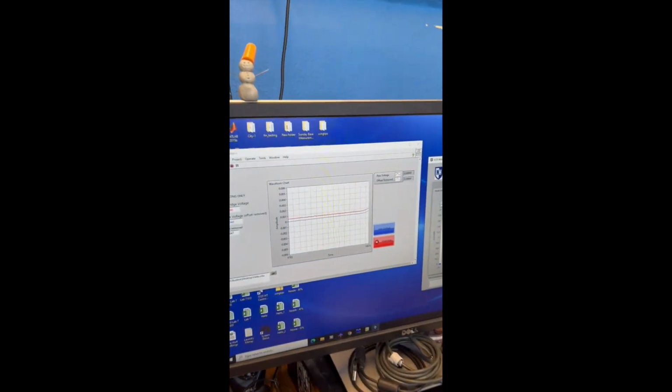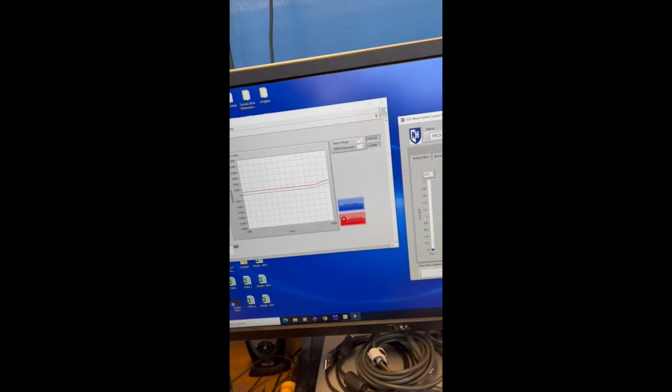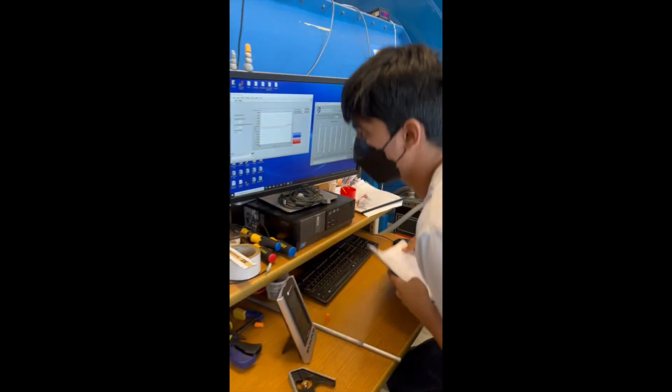From there, I would initialize the voltage program and start recording. I would wait for 1 minute to allow the voltage program to get initial data. From there, I would start the tunnel. After starting the tunnel, I would set the speed to speed setting 5.